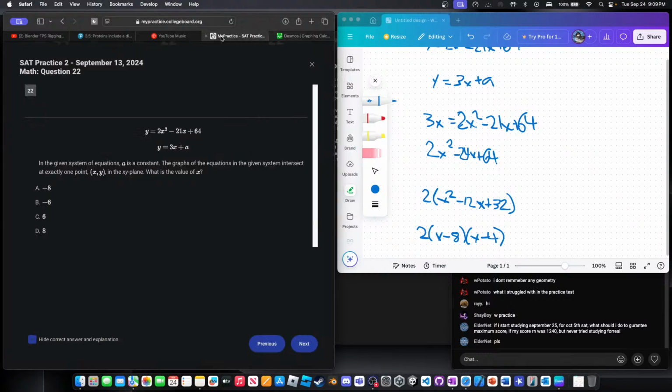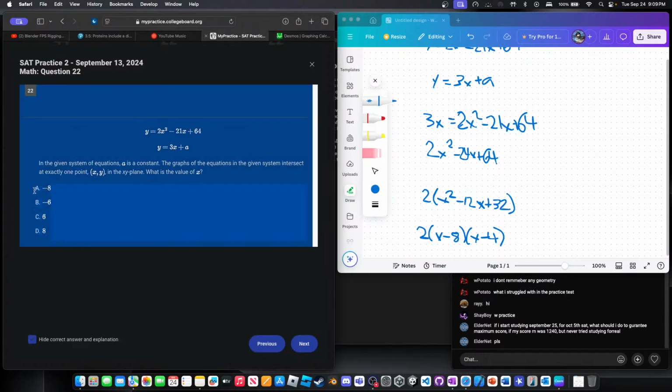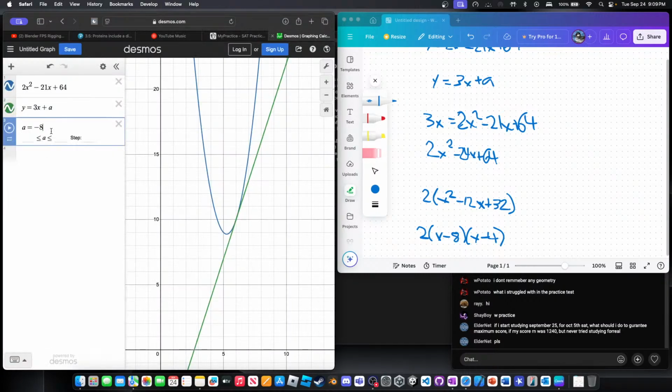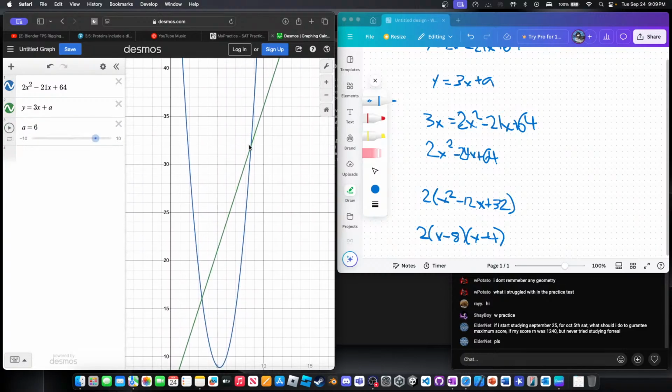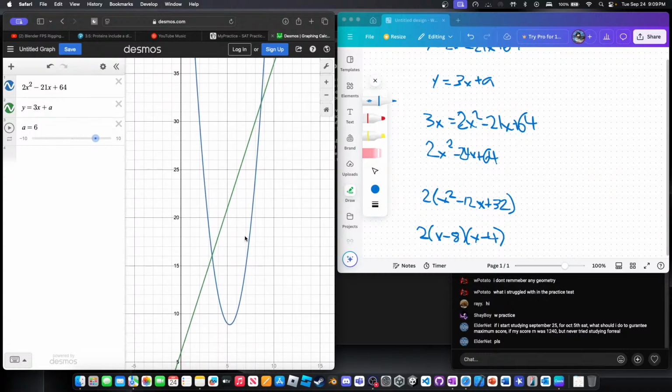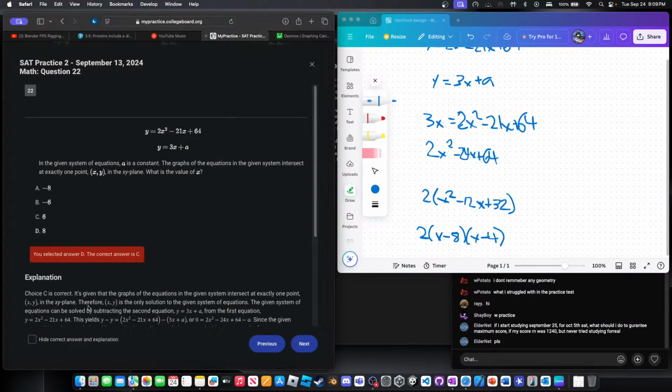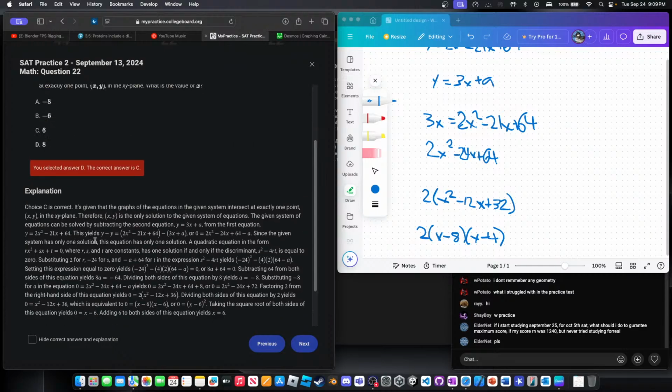I think it's -8. 8, 8, 6, 6. Let's try 6. This intersects at 2 points. I don't understand. Let's see here. Okay, I don't understand it, so we're going to see the actual answer. Whoa, that's a fat explanation.